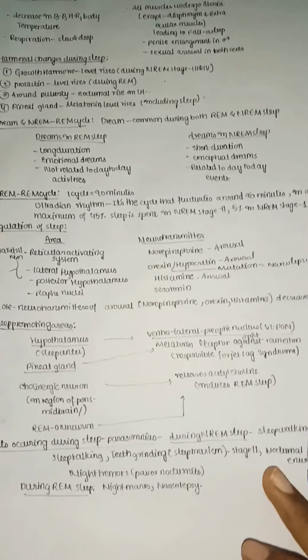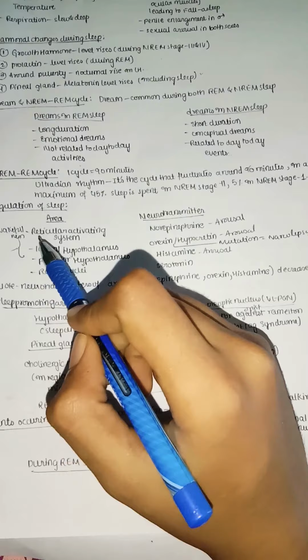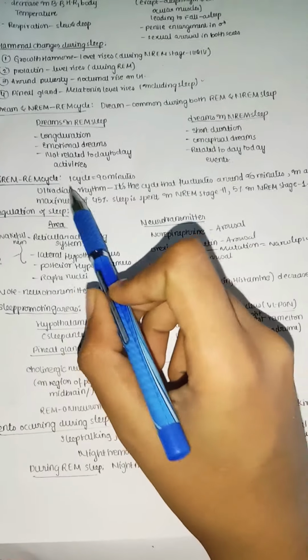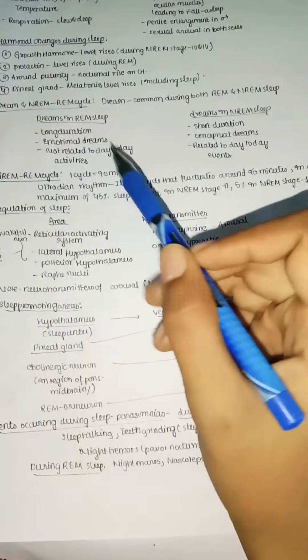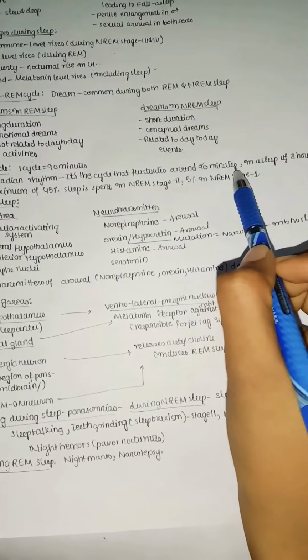Let us see the non-REM and REM cycle. So one cycle is actually 90 minutes, meaning in every sleep we have a 90-minute cycle. It's called ultradian rhythm. So actually we see circadian rhythm, which is of 24 hours, whereas ultradian rhythm is 90 minutes. It's a cycle that fluctuates around 90 minutes.